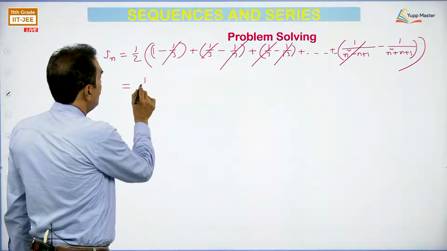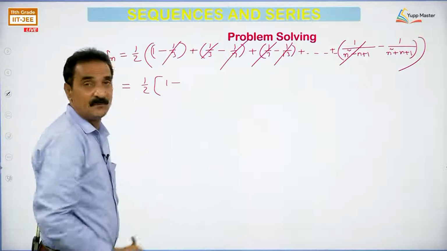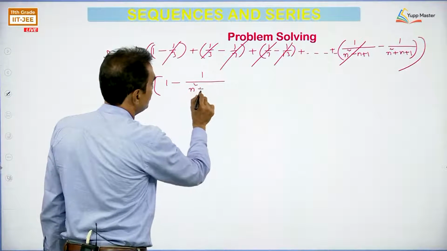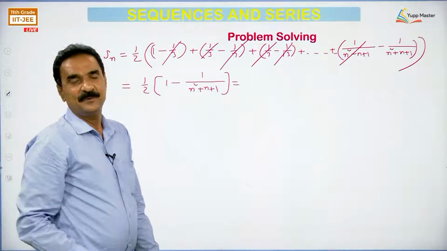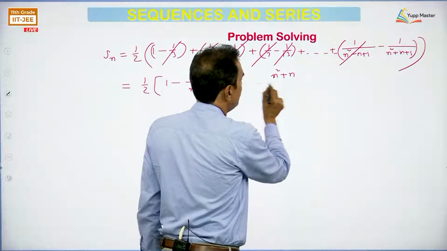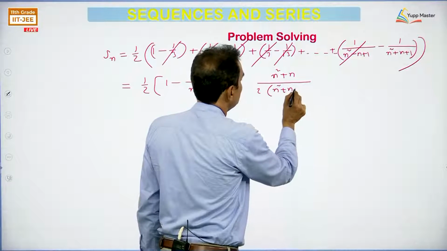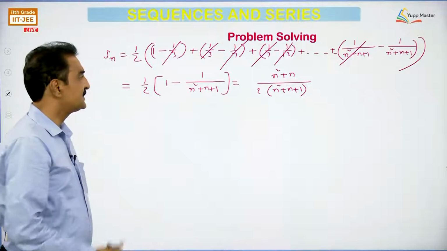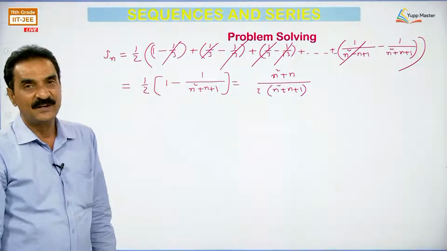Half into 1 minus 1 by n square plus n plus 1. Alright. Take LCM and simplify. You will get n square plus n by 2 into n square plus n plus 1. Alright. So, this is the sum of the n terms of the series. Let us move to the next question.